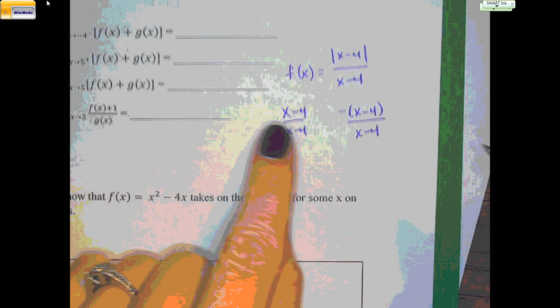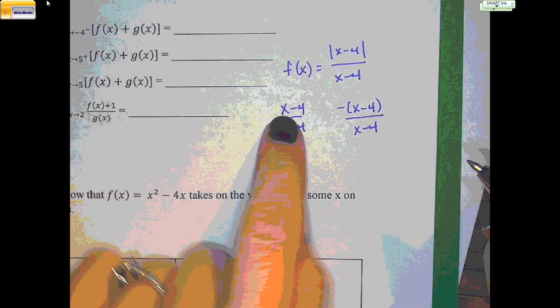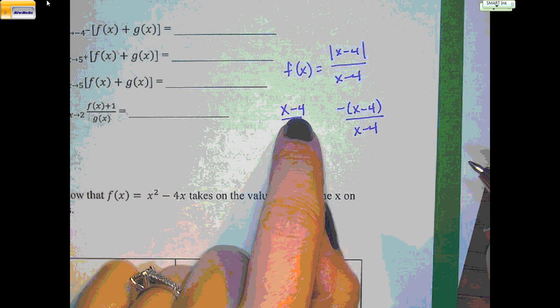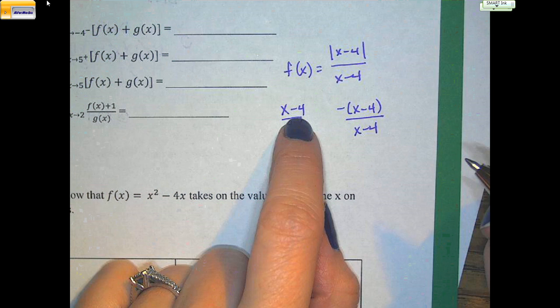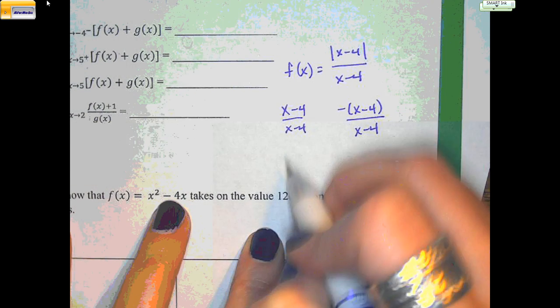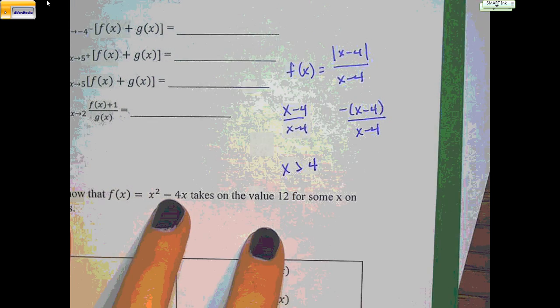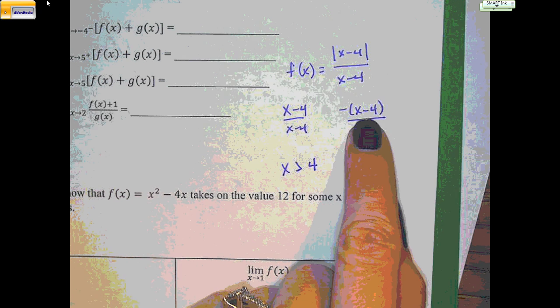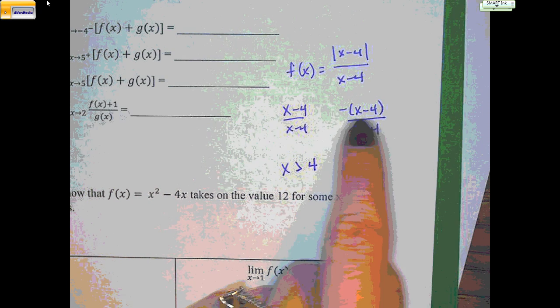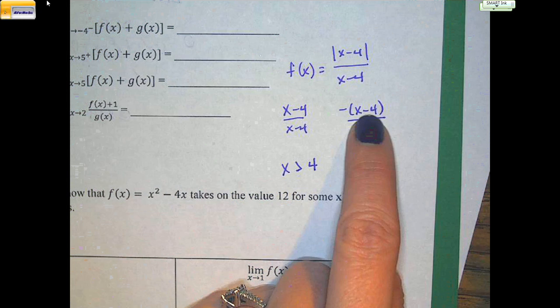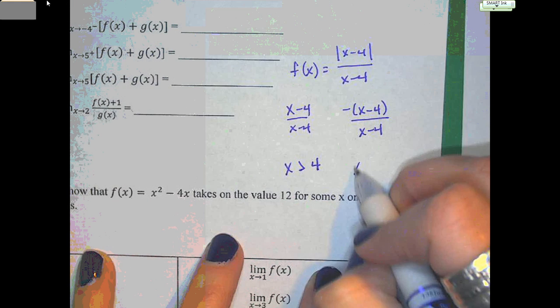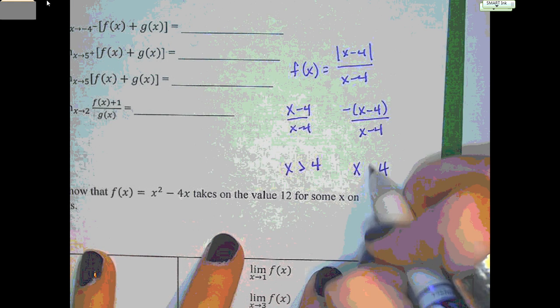If I put in a 3 here, 3 minus 4 is a negative answer. So it must be true for all of the x's that are bigger than 4. If I put a 3 in here, 3 minus 4 is negative 1. The opposite of negative 1 is positive 1. And 3 is less than 4, so that must work for that equation.